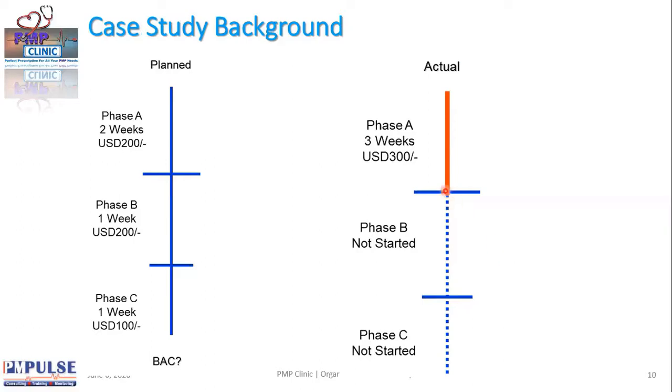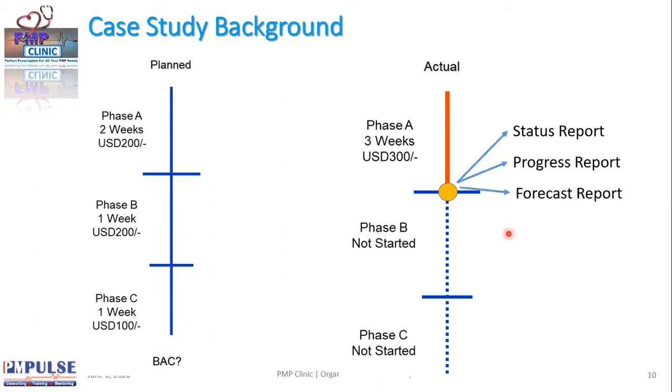That means this is the point where we are actually going to do the health check, which is status, progress, and forecast. This is the place where we're going to do all 3 reports: status, progress, and forecast.